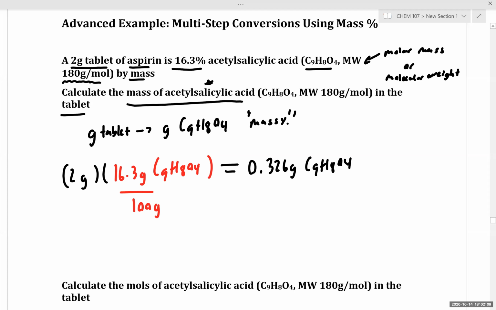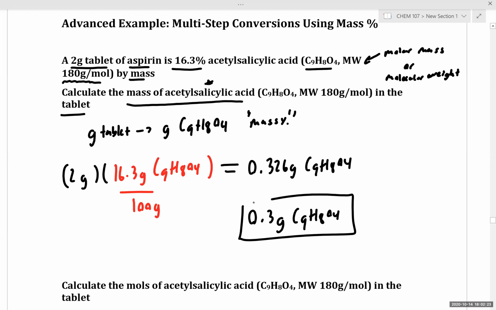As we're doing a multi-step conversion, we're going to retain all of our digits, but if we had to round, we'd round this for reporting our final answer as 0.3 grams. Does this make sense to everyone so far?